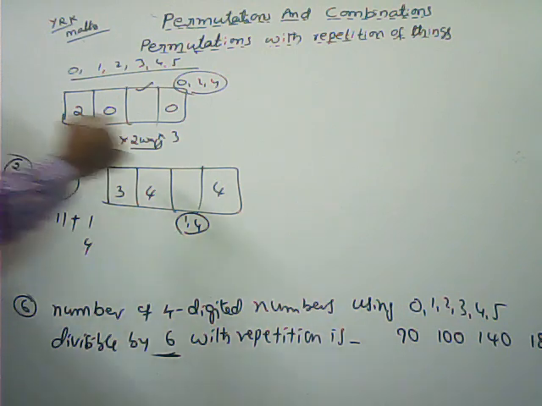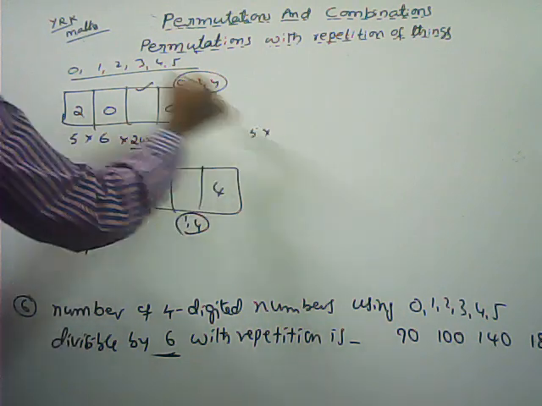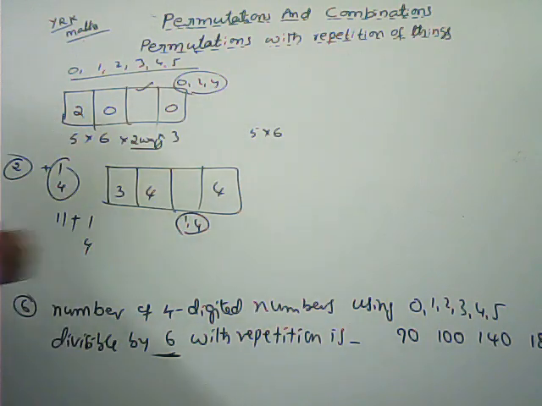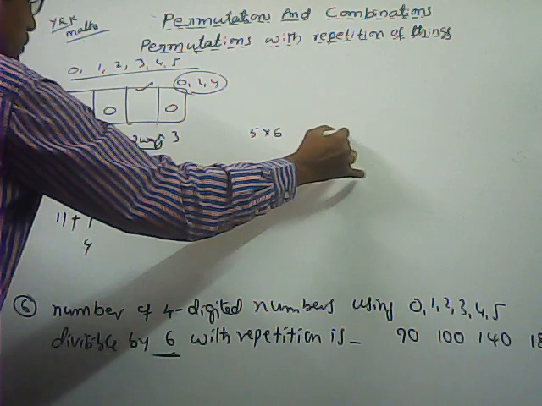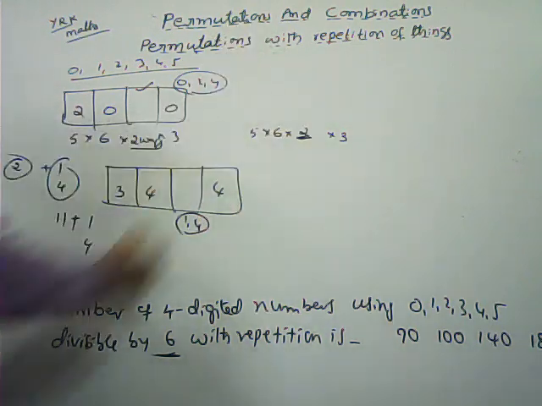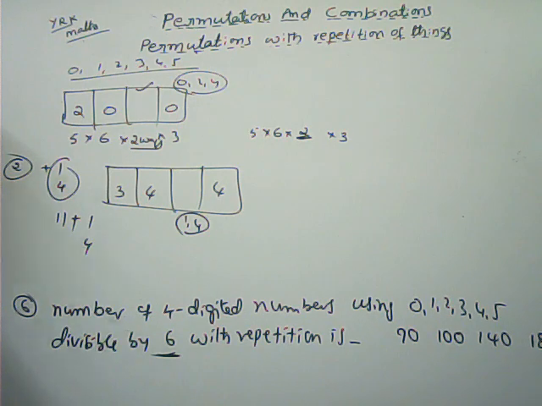So 5 into first place can be filled by 5 ways. Second blank place can be filled by 6 ways. And the last one can be filled by 3 ways. Here this one can be filled by 2 ways. So total 180 ways. 180 4-digit numbers are there divisible by 6.